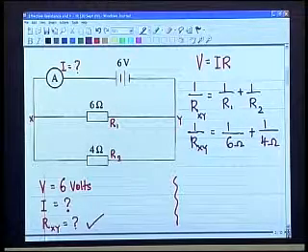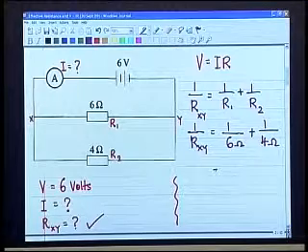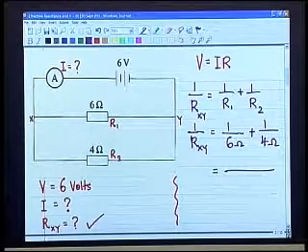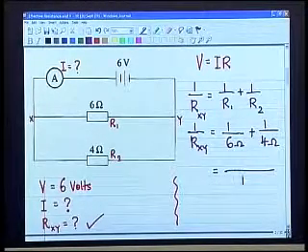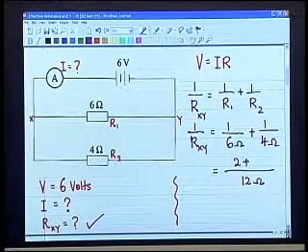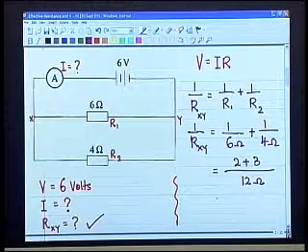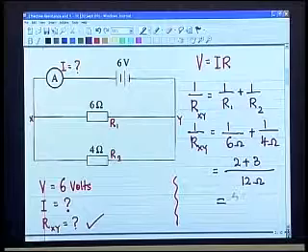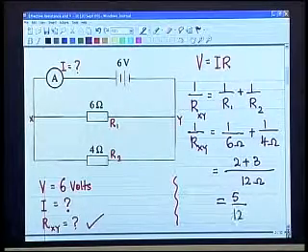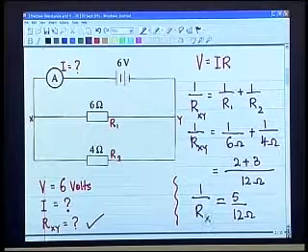So we work this out. Let's do simple mathematics. I've got 12 ohms divided by 6 ohms, which is 2, plus 12 ohms divided by 4 ohms, which is 3. So I would have 5 divided by 12 ohms. This is 1 over RXY.